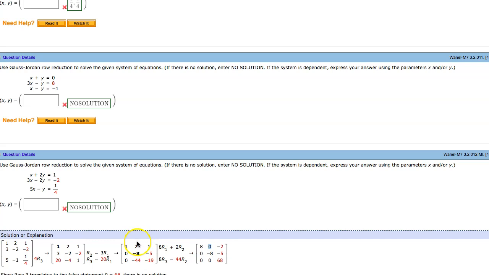Now we go back to collateral damage. 8 times this 1 is 8. 2 times neg 5 is neg 10. But if I add 8 and neg 10, I get neg 2, and I put it up here. So here's neg 2. So I have 8, 0, neg 2, 0, neg 8, neg 5, 0, 0, 68. Okay, I'm toast. I'm in trouble. I wanted 0, 0, 0 down here.